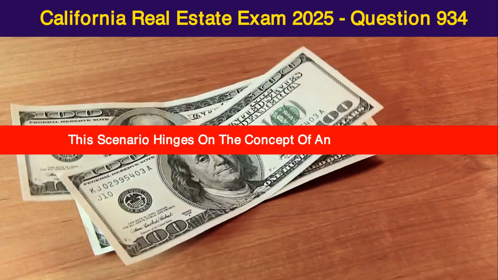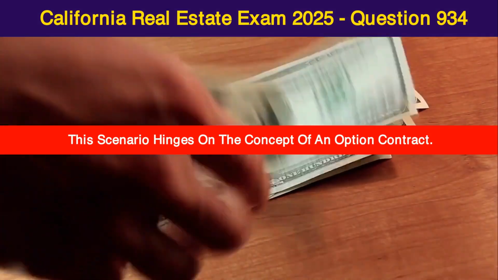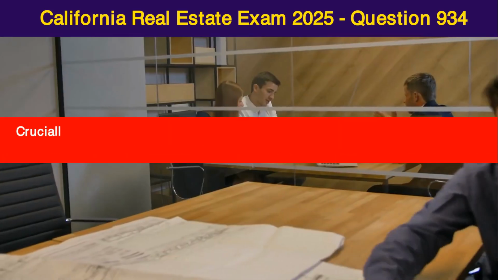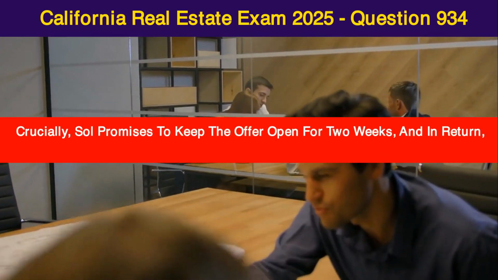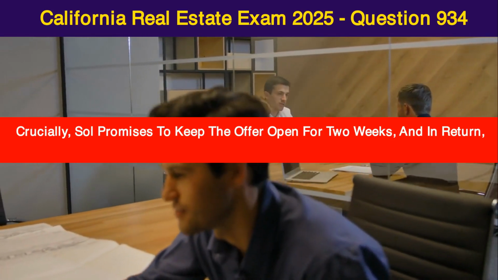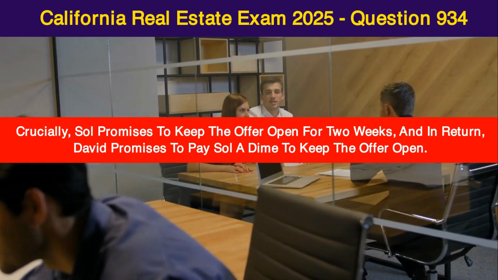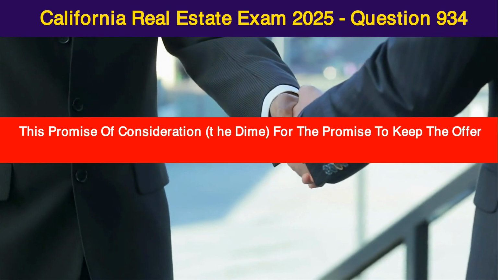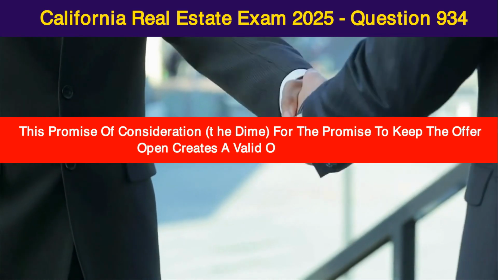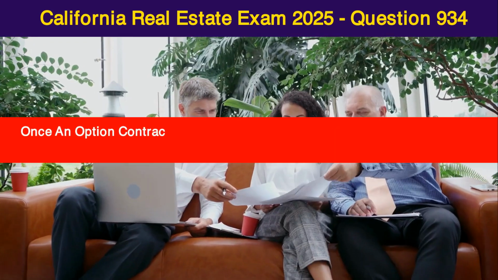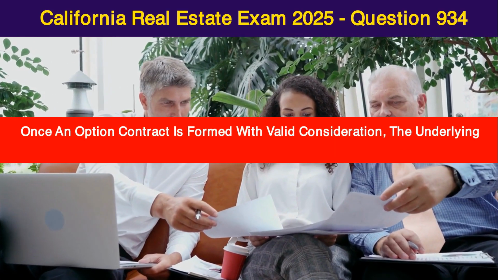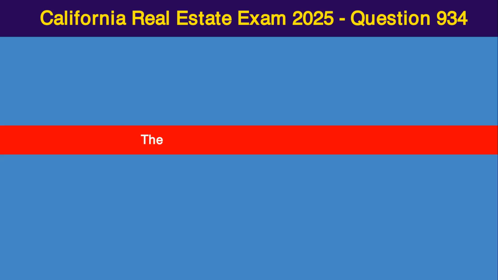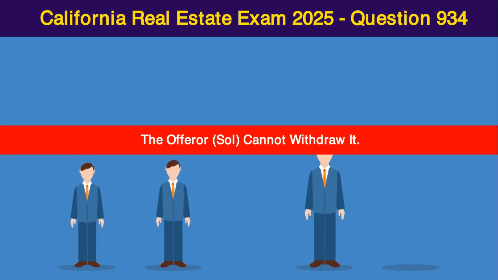This scenario hinges on the concept of an option contract. Saul offers to buy David's Civic for $15,000. Crucially, Saul promises to keep the offer open for 2 weeks, and in return, David promises to pay Saul a dime to keep the offer open. This promise of consideration, the dime, for the promise to keep the offer open creates a valid option contract. Once an option contract is formed with valid consideration, the underlying offer becomes irrevocable for the specified period. The offerer, Saul, cannot withdraw it.